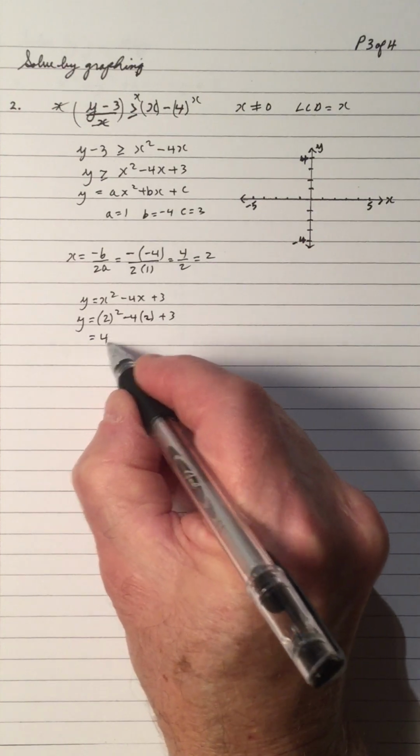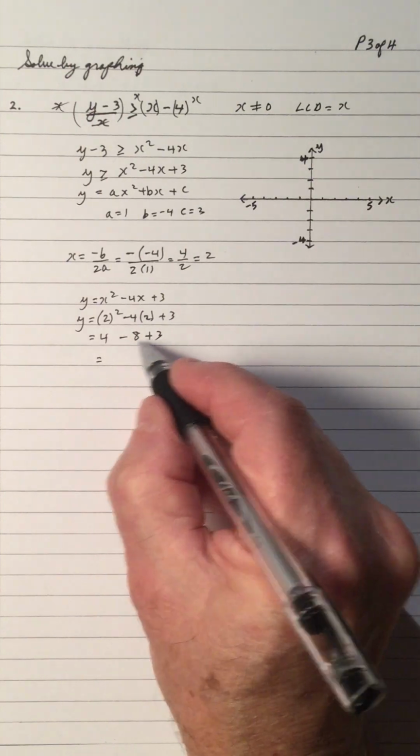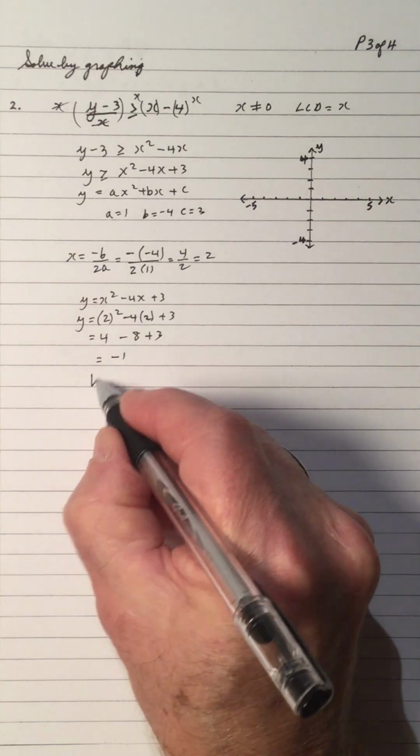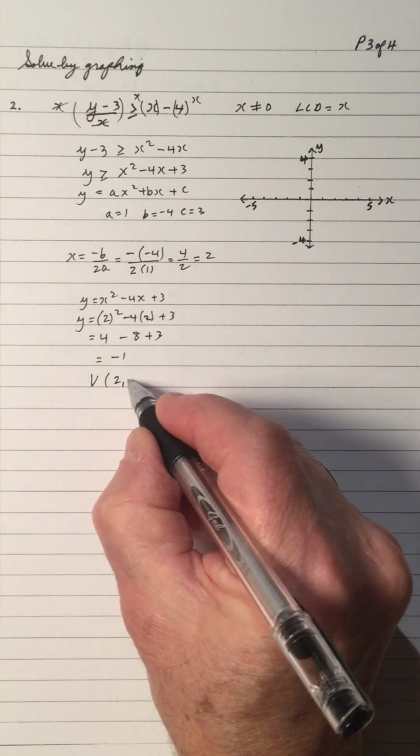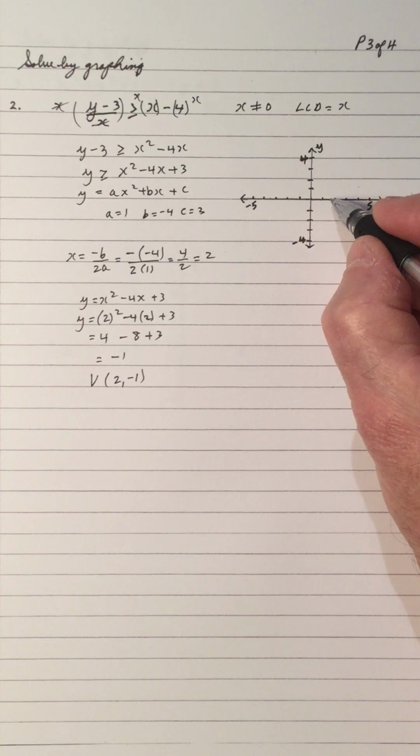So we get 4 minus 8 plus 3. So that's 7 minus 8, which is negative 1. So the vertex is (2, negative 1). If we plot that vertex, x is 2, y is negative 1. There it is right there.